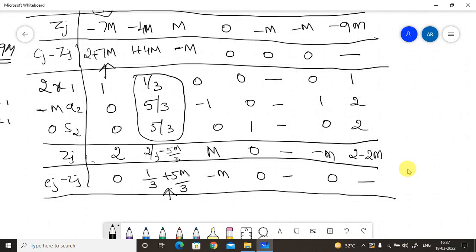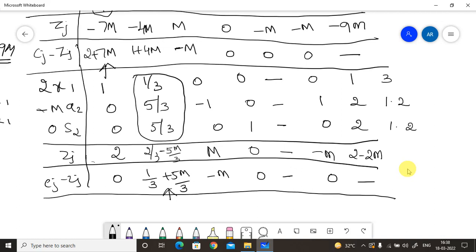So 1 by 1 by 3 becomes 3 here. Then 2 by 5 by 3 is 6 by 5, which gives you around 1.2. And 2 by 5 by 3, 6 by 5, is again going to give you 1.2.